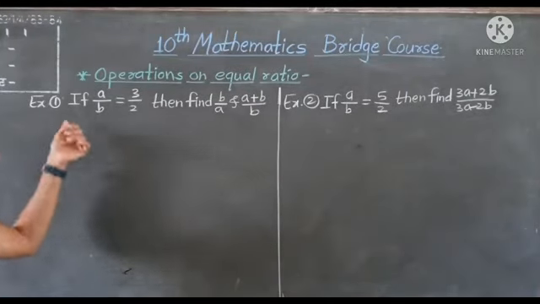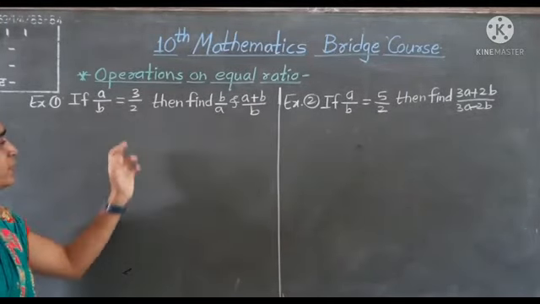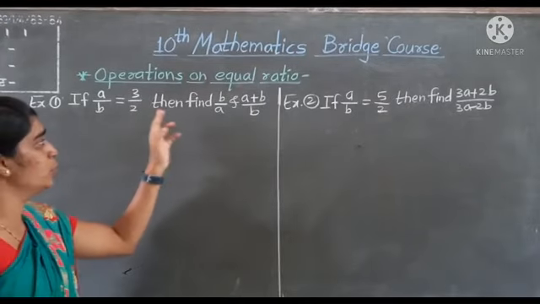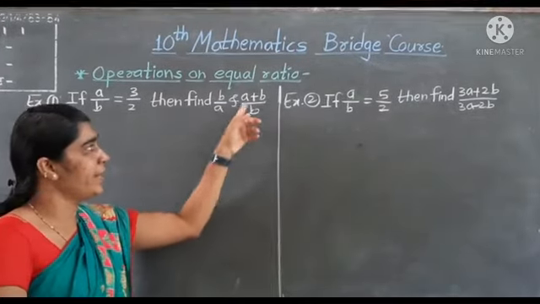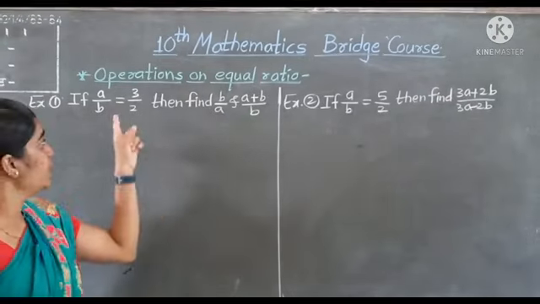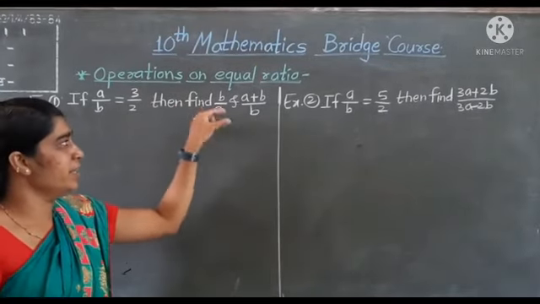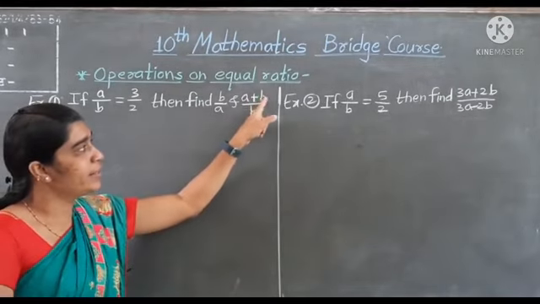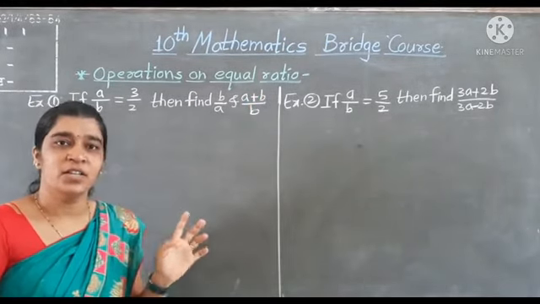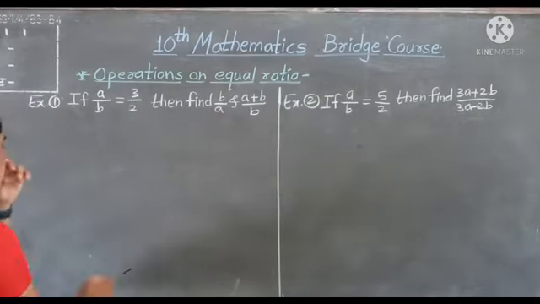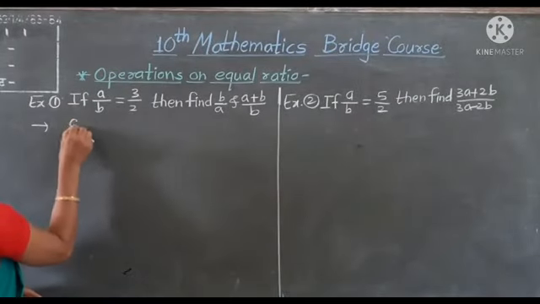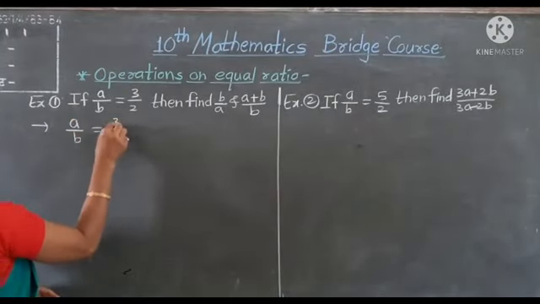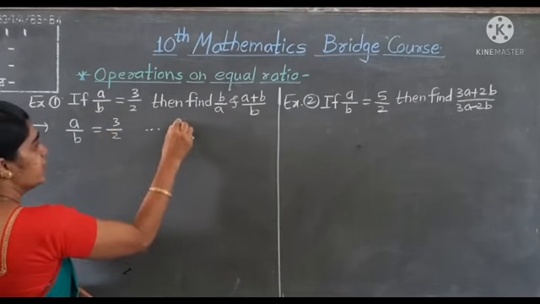See students, first example. If A upon B is equal to 3 upon 2, then find B upon A and A plus B upon B. See here, which is the operation? Inverse is there, so it is called invertendo. And here at the numerator addition is there, so it is the componendo operation. So you first write the given: A upon B is equal to 3 upon 2. It is given.